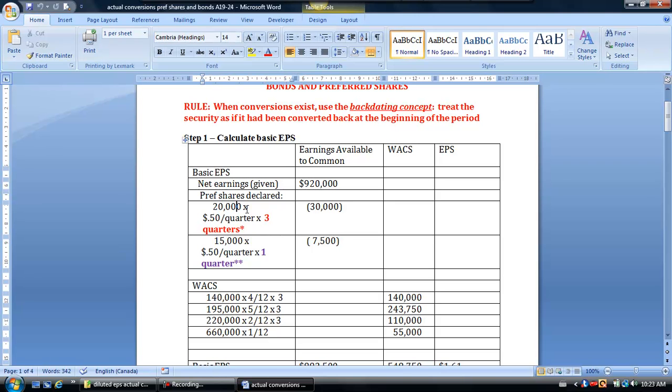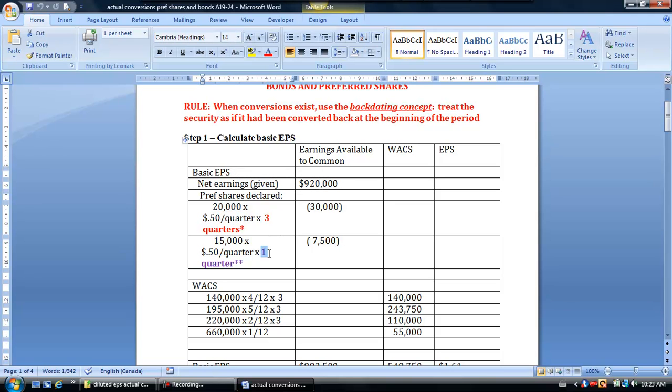Well, first of all, you know that we had been paying on the full 20,000 shares, we had been paying 50 cents a quarter for the first 3 quarters because 5,000 of these 20,000 preferreds didn't convert until after the September 30th payment, which would have been in the 4th quarter. So for the first 3 quarters, we paid a 50-cent dividend on them, right? On the 20,000 preferred shares.